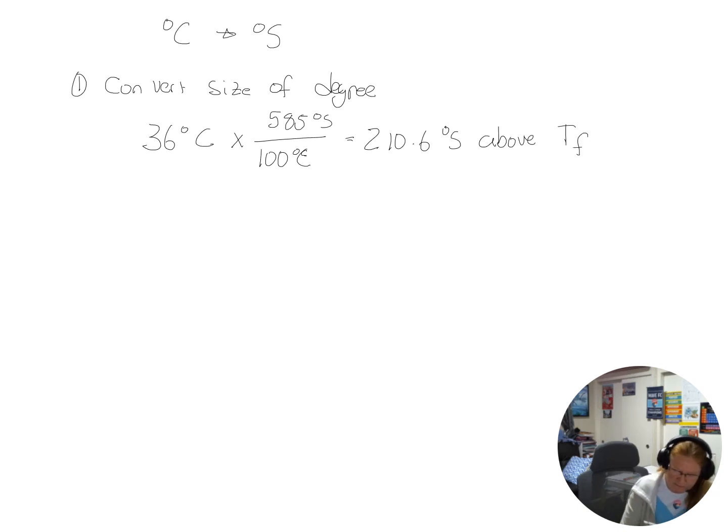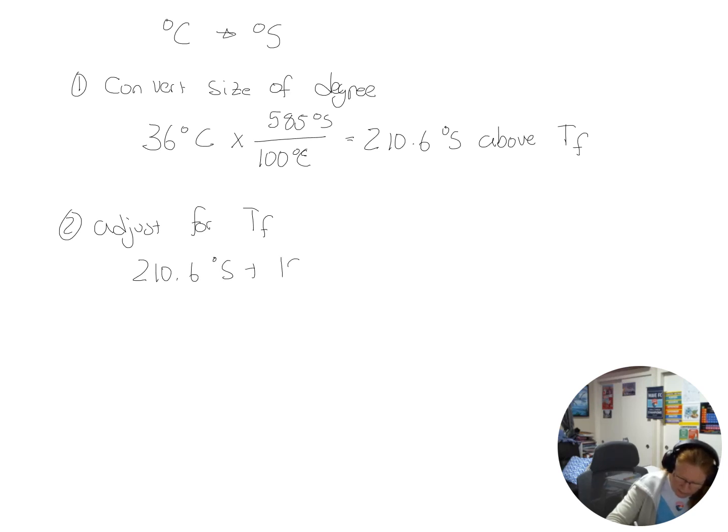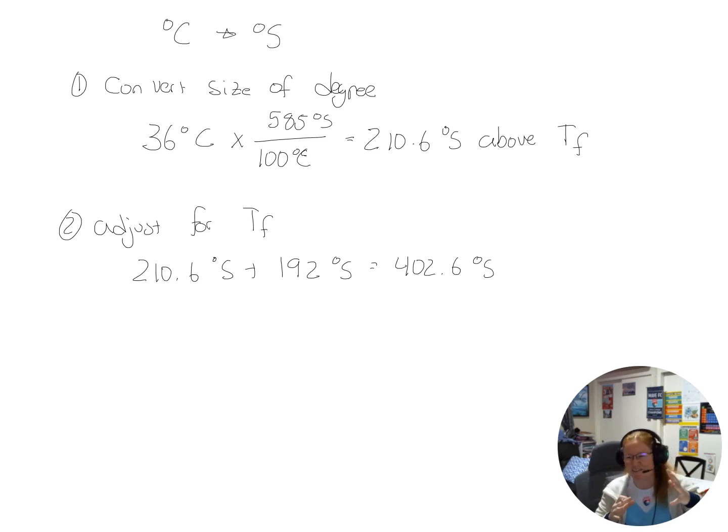And so then we're going to adjust for our freezing point, so 210.6 plus our freezing point, which in the Stark scale is 192, gives us 402.6 degrees. So that's how you can set up a temperature conversion between a completely different temperature scale and Celsius, or how you can do those conversions without just having to memorize those formulas, because that's what those formulas actually mean: we're converting the size of the degree and we are adjusting for the freezing point.